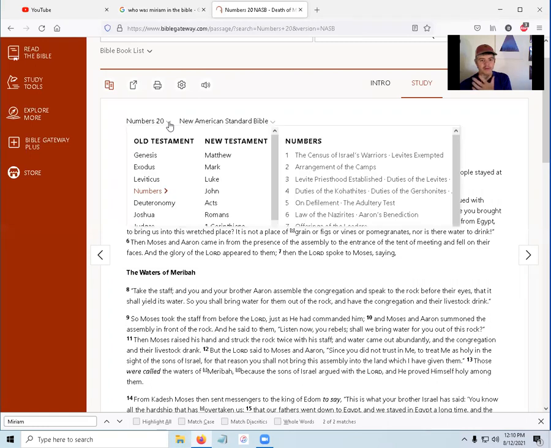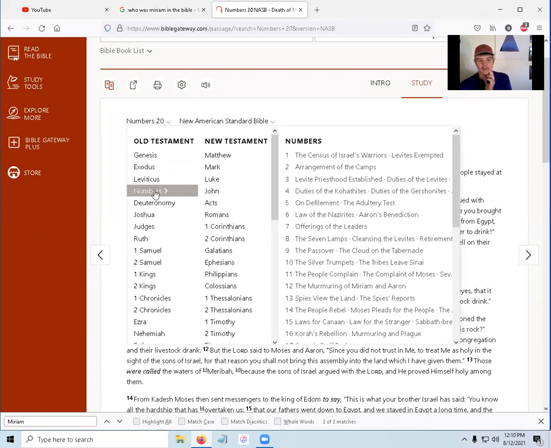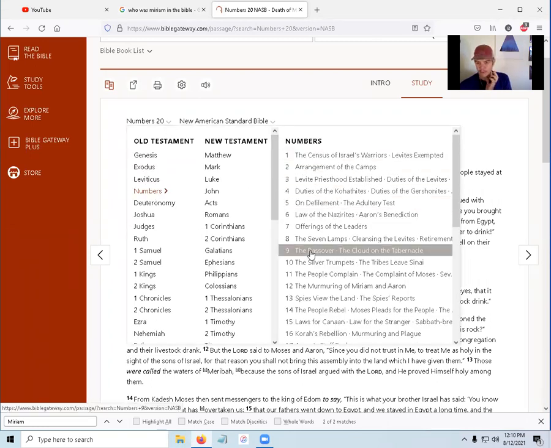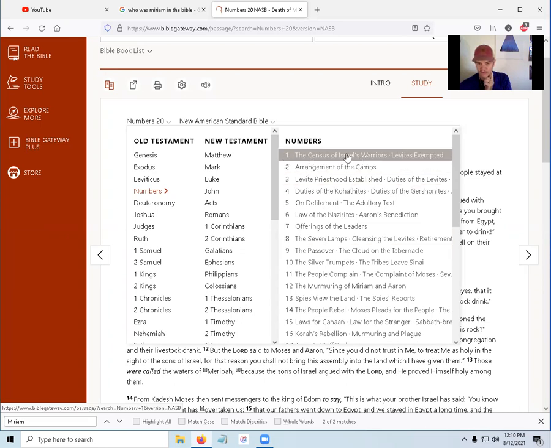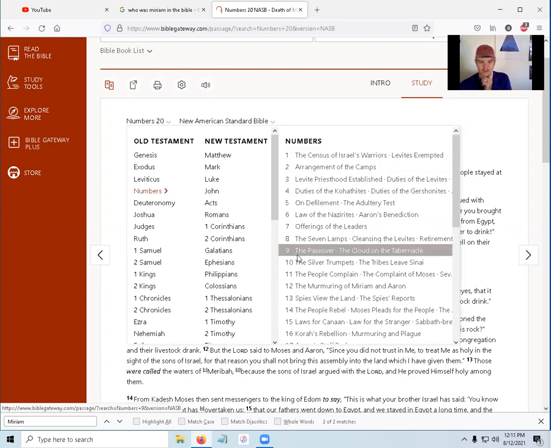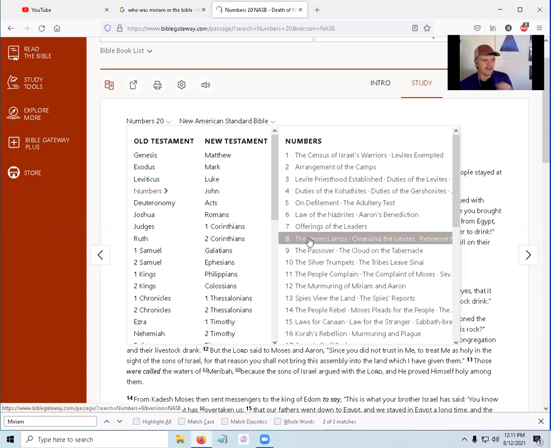when you go to Numbers chapter 20, it tells you what each chapter is about. Remember, we figured out that chapter 1 tells us chapter 2. And like I said, since the chapters don't always fit perfectly, since sometimes two chapters are about the same thing, they still title them. This is just for ease of use.